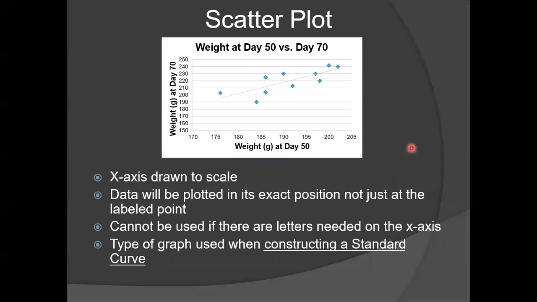The final graph that we will go over is called the scatter plot. In this graph, the x-axis and y-axis must be drawn to scale. The data will be plotted in its exact position and not at a labeled point, like a line graph. You cannot use this if you need letters in your x-axis. In that case, you would have to use a line graph. This is the type of graph used when constructing a standard curve, which you will do many times this semester.